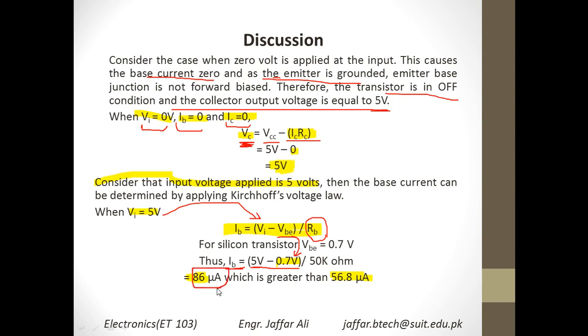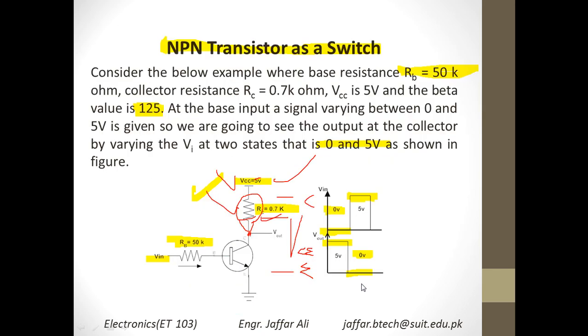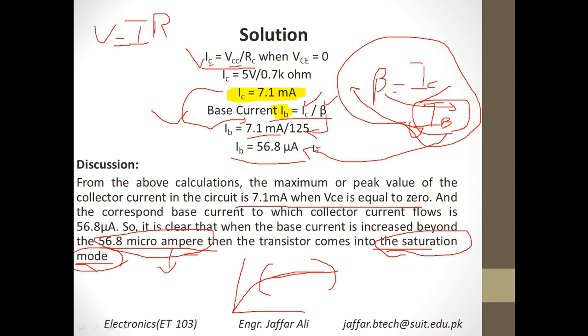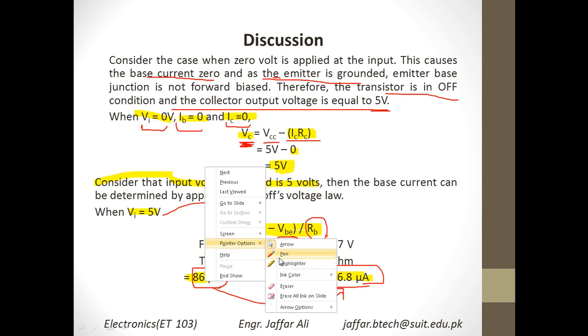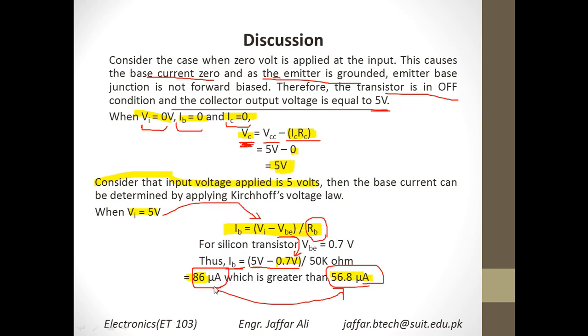So you now see that this 86 microampere is greater than the 56.8 that we already calculated in the previous slide. So this was the minimum current that was required to turn on the transistor and make it go into the saturation region. After you apply this much voltage at the input, you are providing the transistor the opportunity to go into the saturation mode, because this current is greater than the base current of 56.8. So this was the minimum current at which the saturation region starts, and now you are giving much more current.